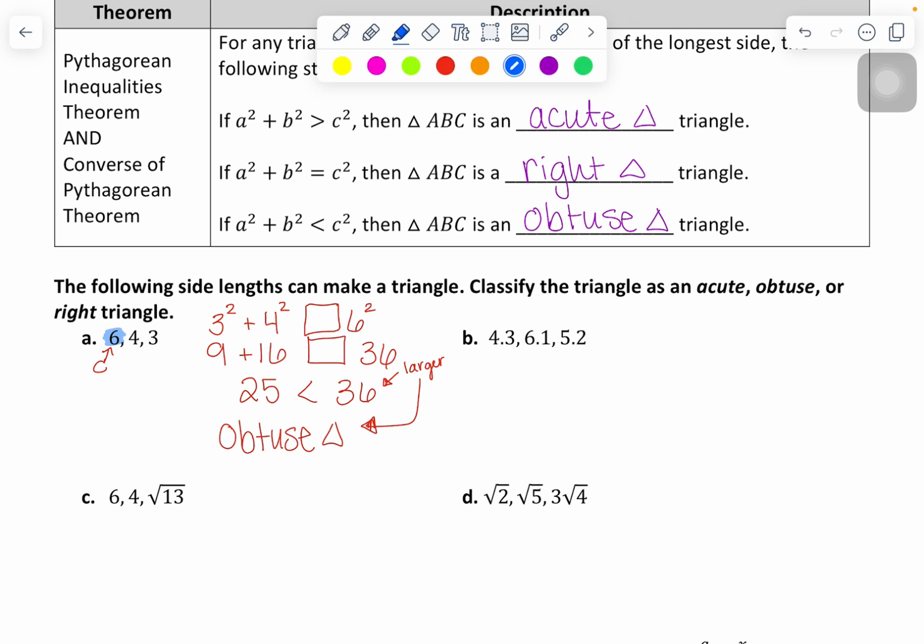Okay, let's try another one. My side lengths are 4.3, 6.1, and 5.2. 6.1 is clearly the biggest. So that when I do my converse of my Pythagorean theorem and my Pythagorean inequalities, that goes in for C. Doesn't matter which one's A, which one's B. I'm just going to go in order. 4.3 squared plus 5.2 squared, big open box, 6.1 squared.